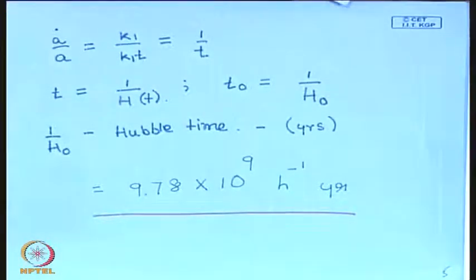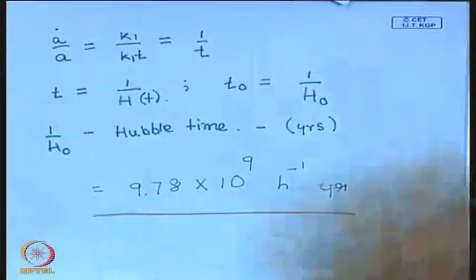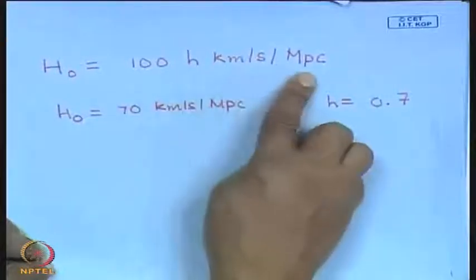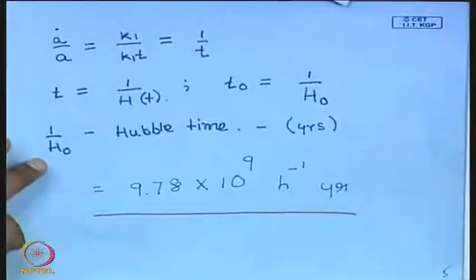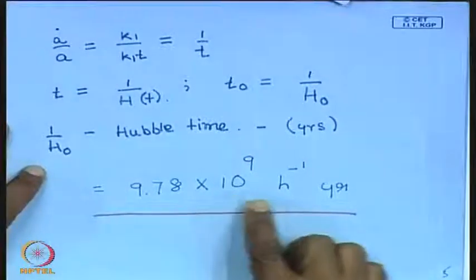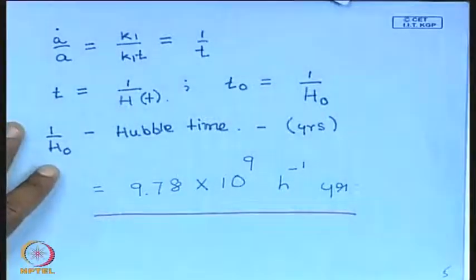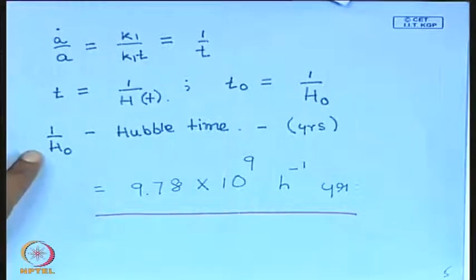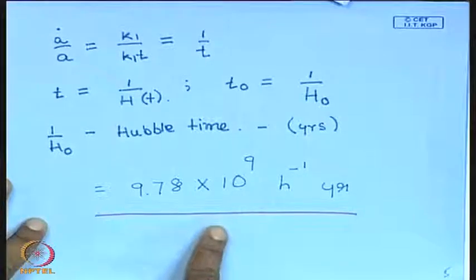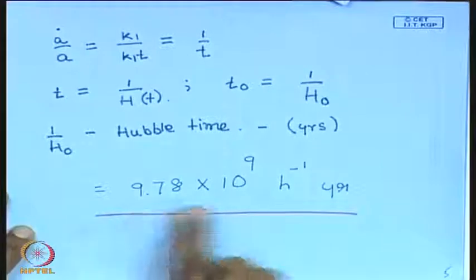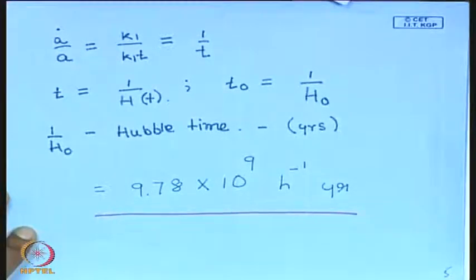So, if you assume that h naught is 100 h kilometers per second per megaparsec, the Hubble time comes out to be 9.78 into 10 to the power 9 h inverse years. So, the order of magnitude of the age of the universe, whatever cosmological model you use, is of the order of tens of billions of years. This is approximately 10 billion years. So, it is of that order.